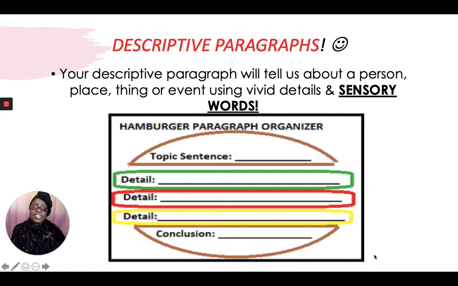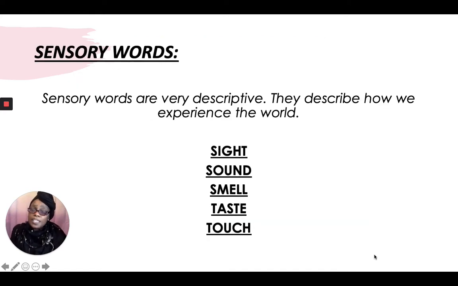Let's go deeper into that. Sensory words are very descriptive. They describe how we experience the world. What are the 5 senses? You know what they are. Sight, sound, smell, taste, touch, right? Okay, well, tell us about it when you're writing. When you're writing paragraphs that will hopefully lead up into you having a nice narrative, okay?